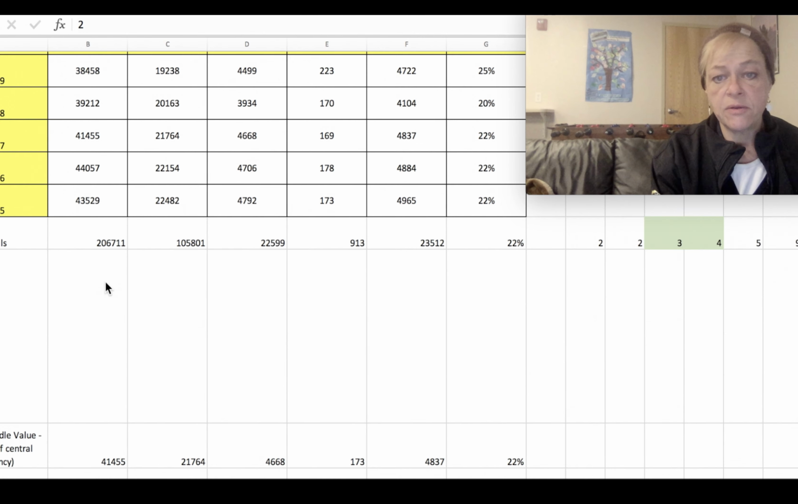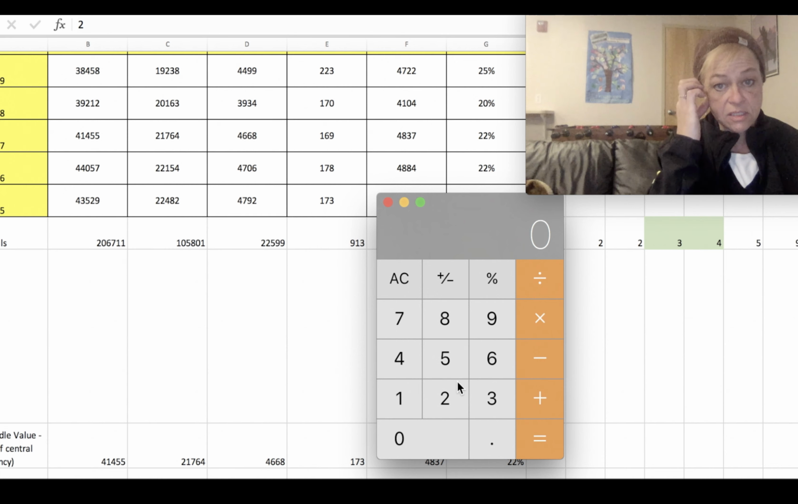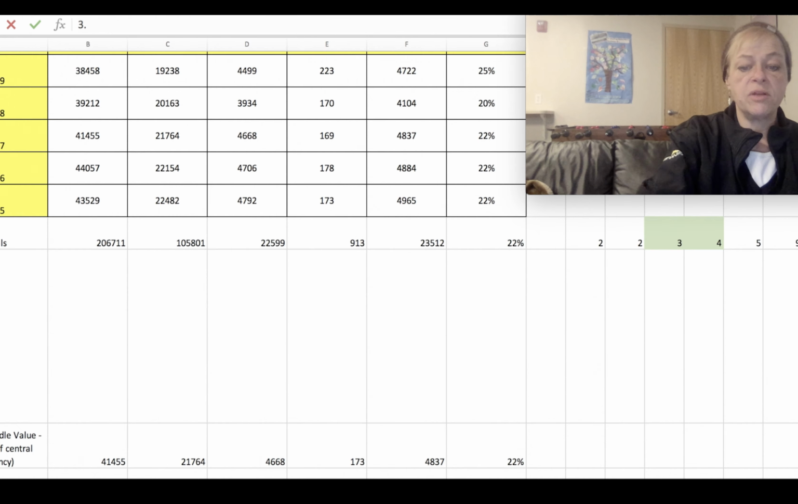So let me pull up my calculator. And in order to find the middle value in a set that has an even number of entries, values, we're going to add these 2 in the center together. So 3 plus 4 is obviously 7, and 7 divided by 2 is 3.5. So our middle value is 3.5.